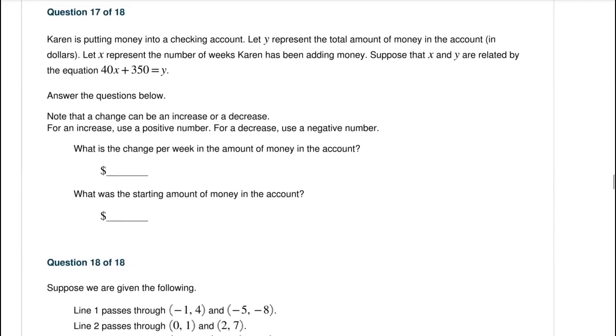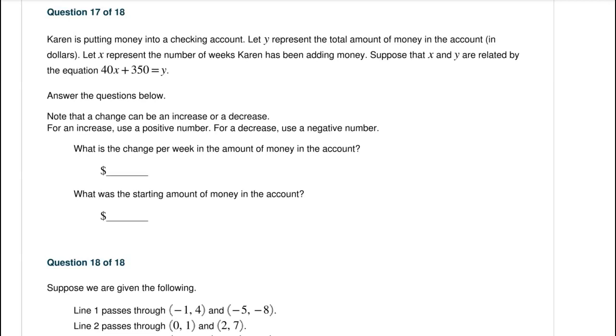Alright, problem 17. Karen is putting money into the checking account. Let Y represent the total amount of money in the account in dollars. Let X represent the number of weeks Karen has been adding money. Suppose that X and Y are related by the equation 40X plus 350 equals Y. Answer the following questions. Note that a change can be an increase or a decrease. For an increase, use a positive number, and for a decrease, use a negative number.